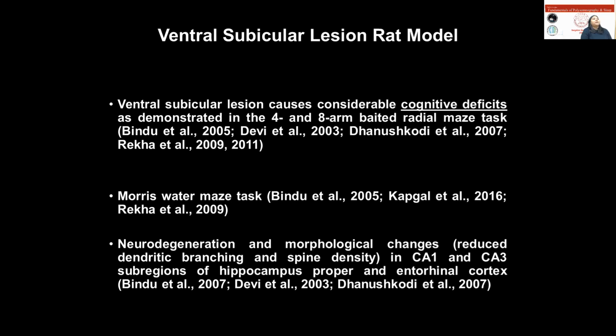We observed that rats with the ventral subicular lesion showed considerable cognitive deficits in four-arm and radial arm maze tasks. They also showed deficits in water maze tasks, depicting that this region was involved in spatial learning and cognition. Further, on morphological assessments, they also showed degeneration in dendritic branching and in spine density, especially in CA1, CA3 region of hippocampus and entorhinal cortex.